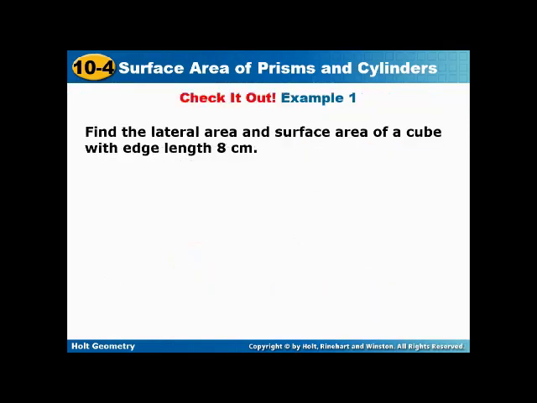For the check it out, as we used to do, we have to solve: find the lateral area and the surface area for the cube with edge length 8 centimeters. The lateral area, as we said, is 4 times s squared, or it is the perimeter times the height, perimeter of the base times the height.